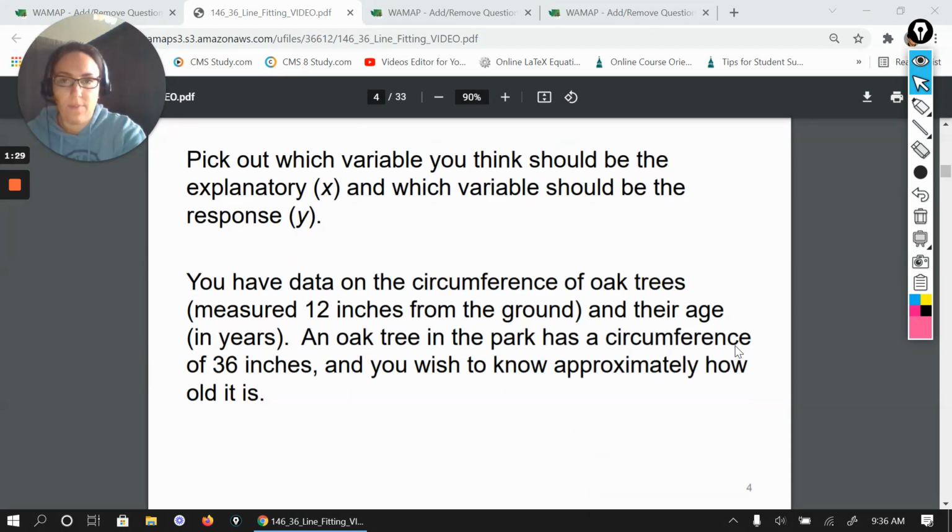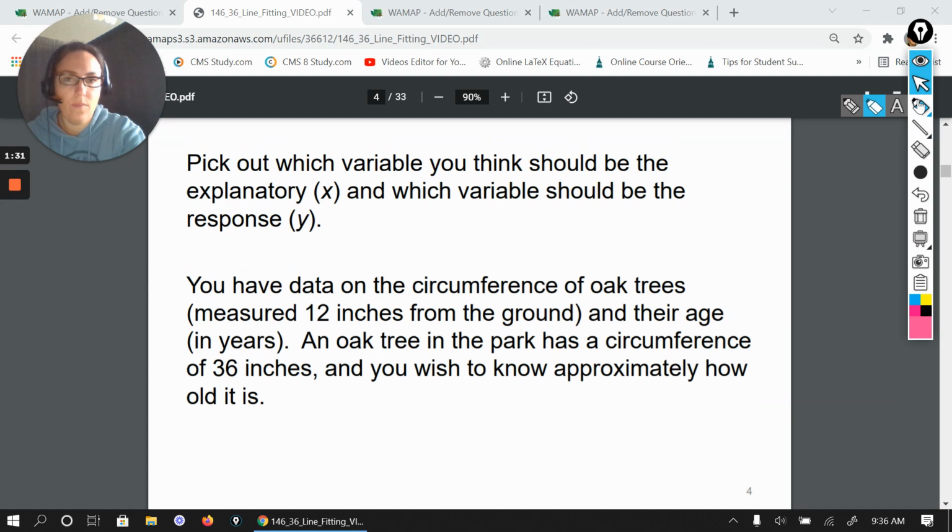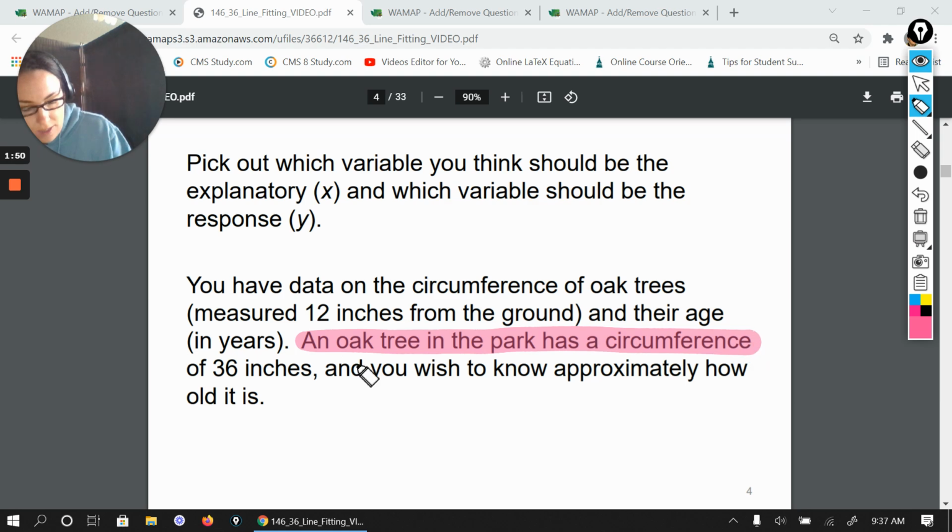Here's example 1. Pick out which variable you think should be the explanatory, or x, and which variable should be the response, or y. You have data on the circumference of oak trees measured 12 inches from the ground and their age in years. An oak tree in the park has a circumference of 36 inches, and you wish to know approximately how old it is.